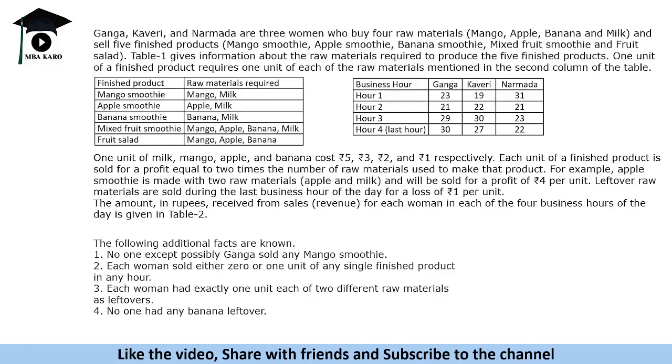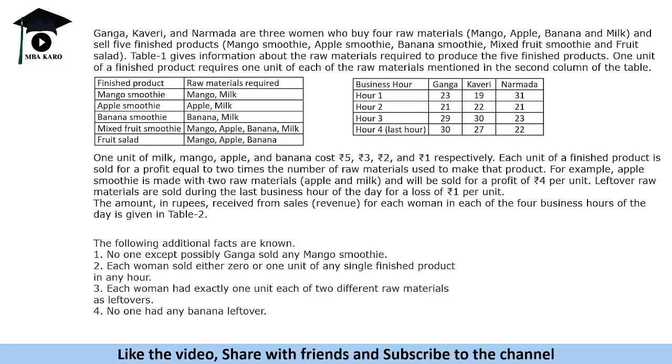Okay, so next is that one unit of milk, mango, apple, and banana cost. This cost is also given to us. Each unit of a finished product is sold for a profit equal to two times the number of raw materials used to make that product. See, if you do not understand it, they have given an example also. For example, apple smoothie is made with two raw materials, apple and milk, and will be sold for a profit of 4 per unit. Okay, so that is given to us.